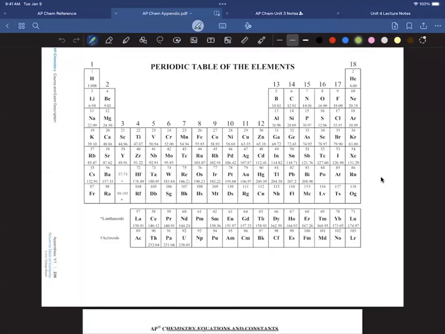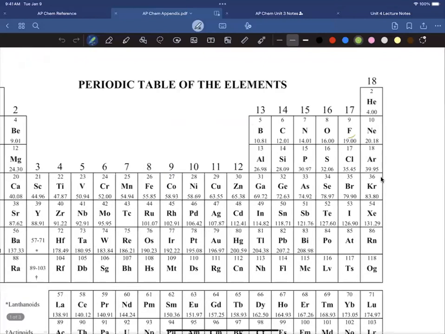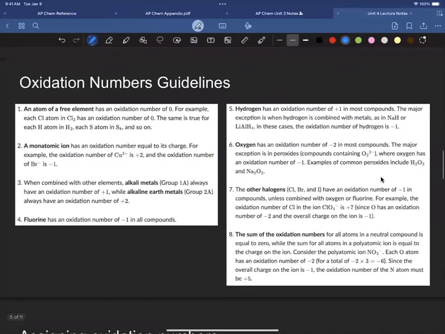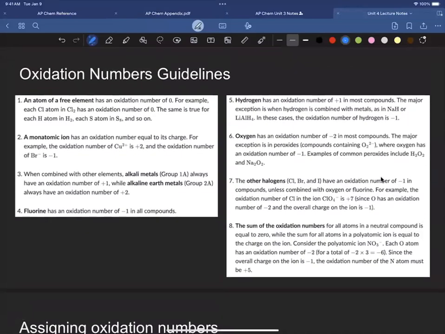Well, we can kind of guess. If you look at the periodic table, what do you think would happen for fluorine? Fluorine has 7 valence electrons, so in an ionic relationship, it takes only 1 electron. So F usually becomes F-, right? So its oxidation number would be -1. So here are some guidelines for the oxidation number. We'll look at them one by one here.